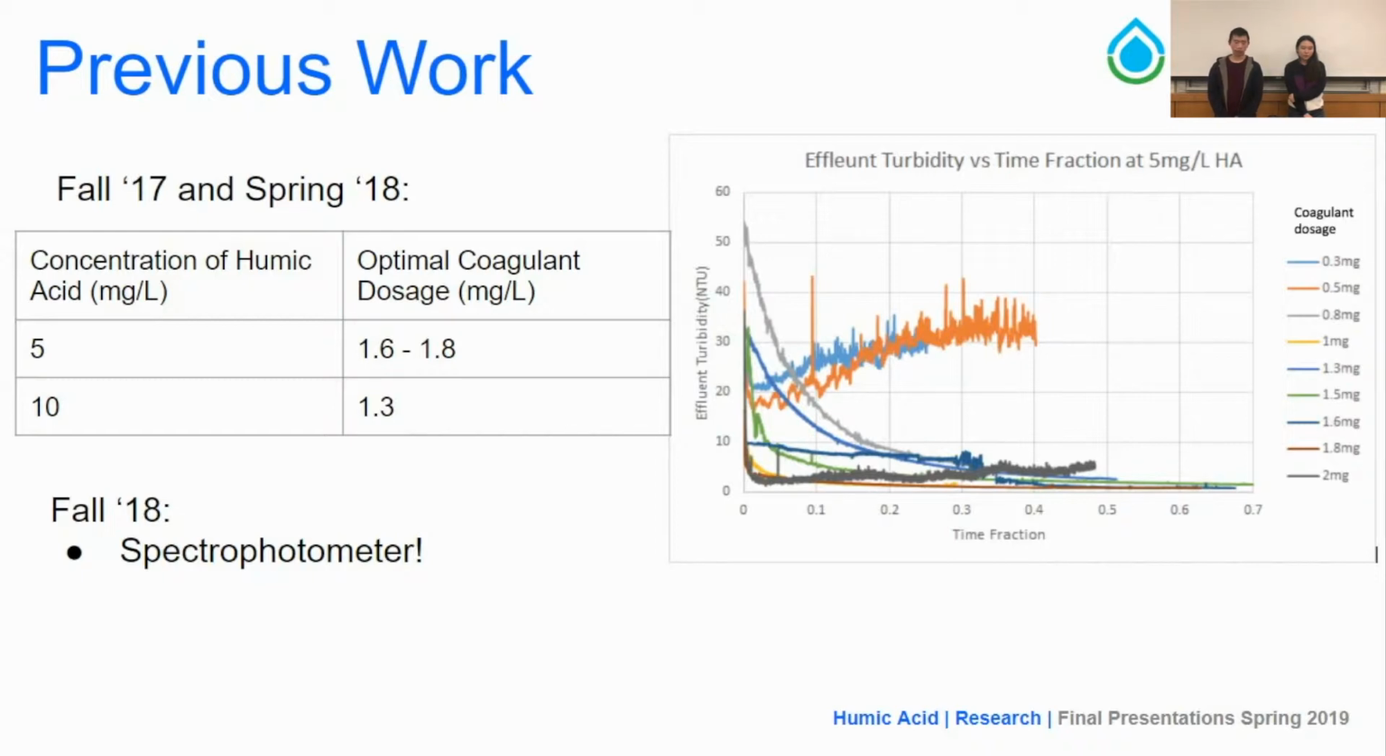In the fall 2018, the humic acid subteam got a spectrophotometer, and there was a lot of toying around with how we can use absorbance to quantify the amount of humic acid in our system, and how we can use that to measure the efficiency of our water treatments in the removal of humic acid.